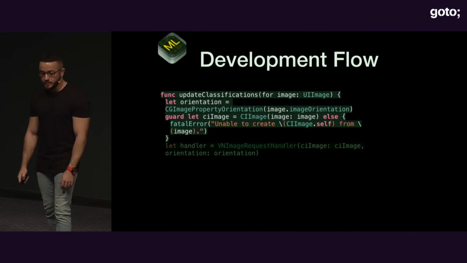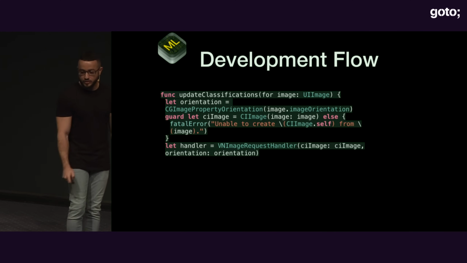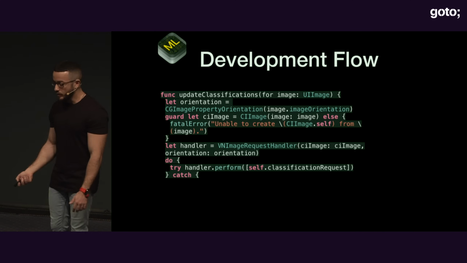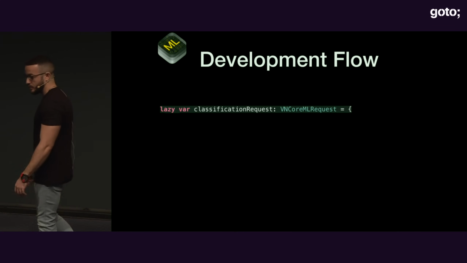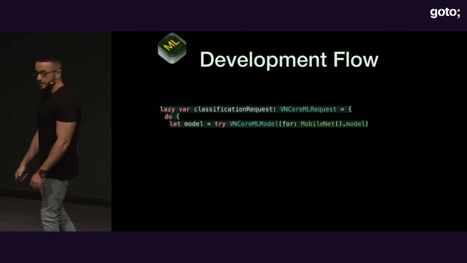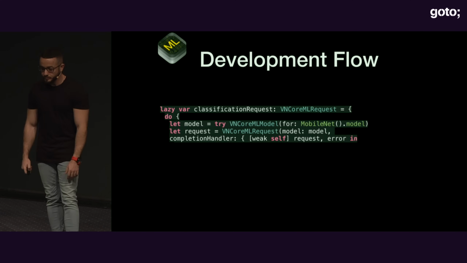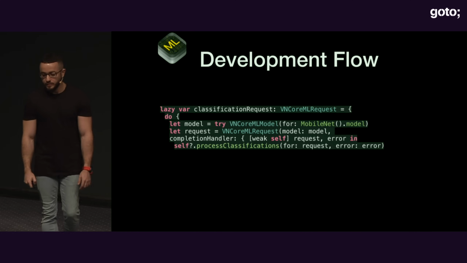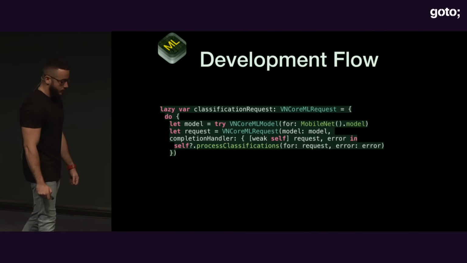And after I convert this, I can create my image request handler, pass to it the image, the orientation, and then I can ask it to perform, giving to it the CoreML request. Now comes the middle part, which is the CoreML request. And if you remember, before creating the CoreML request, we need to create the last part, which is the CoreML model. And here the model takes the name of the file that I dragged and dropped. So it's the MobileNet. And then I can create now the CoreML request. And then I can listen to the handler, because in this handler, I will receive the classification result.